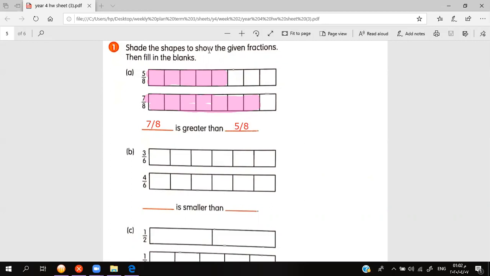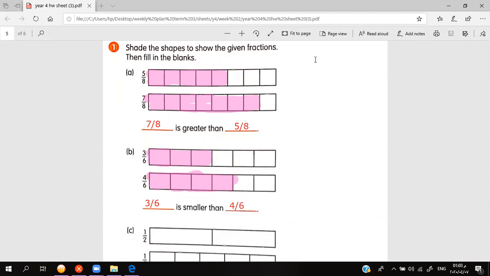Okay, here I want you to color 3 from the 6. 1, 2, 3, like that. And here 4. 1, 2, 3, 4. Now, which is bigger? He's saying here E is smaller. Which one is smaller? Definitely it's the 3 over 6. 3 over 6 is smaller than 4 over 6.